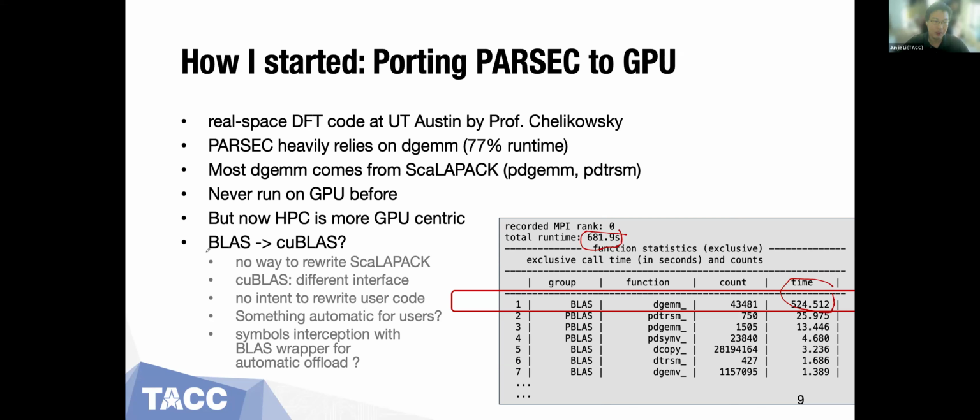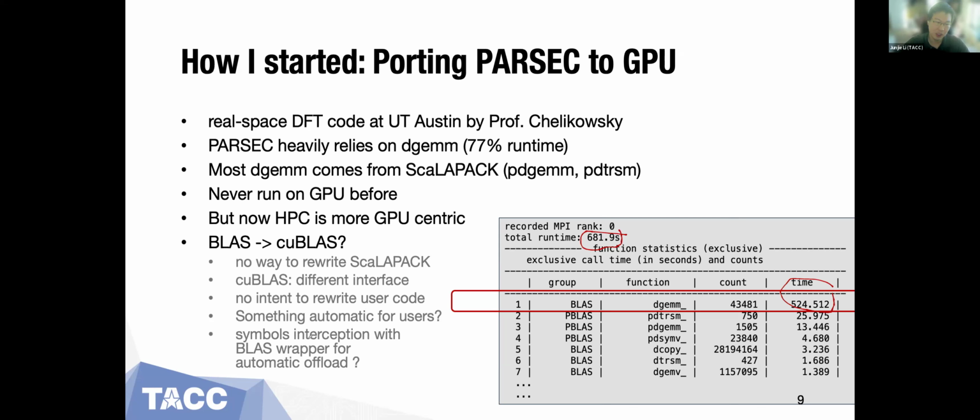So I was thinking, can I replace the BLAS with cuBLAS, because the code spends so much time on BLAS. But there's no way I can rewrite ScaLAPACK. Almost all the BLAS calls in the code are from ScaLAPACK, and rewriting ScaLAPACK is a hell of a lot of effort. And replacing CPU BLAS with cuBLAS is also a bit of trouble because cuBLAS has a slightly different interface than the CPU BLAS. And also I have no intent to rewrite user code unless I really have to, because we serve a lot of users.